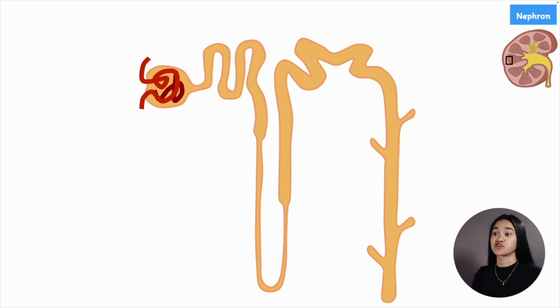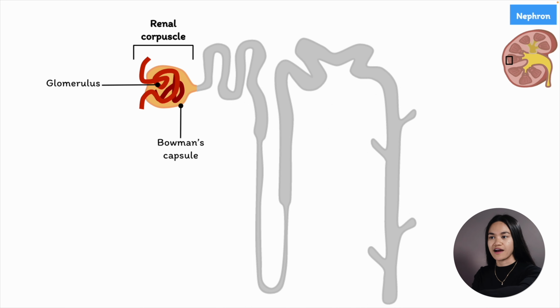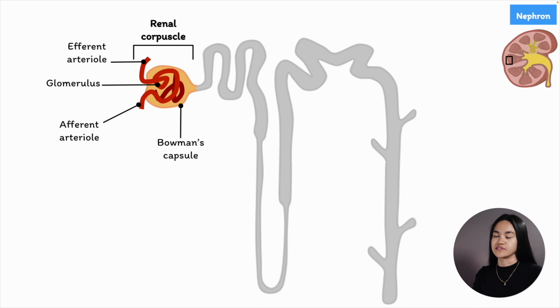Nephrons are the functional units of the kidney, and they consist of two parts. The first part is the renal corpuscle, which consists of the glomerulus, this ball of capillaries that is surrounded by Bowman's capsule. Blood flows into the glomerulus through the afferent arteriole. Think afferent: blood has arrived at the glomerulus, and it exits via the efferent arteriole. Efferent equals exit. Blood leaves the glomerulus through the efferent arterioles.